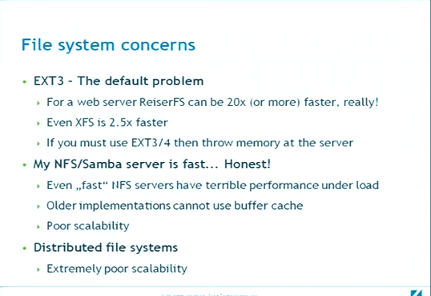But ReiserFS is 20 times faster at serving out small files, large quantities of them, than ext3. 20 times. Even XFS is 2.5 times faster. And yet, ext3 or ext4 these days is the default file system that you get when you install Linux. And who changes it? It's fun, but there you go.